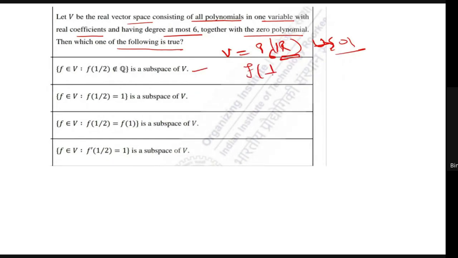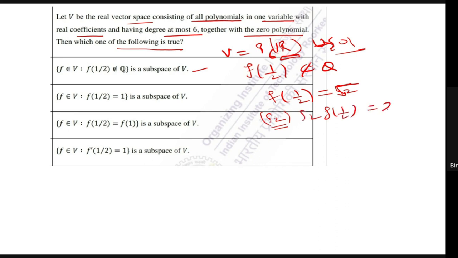The first option is f(1/2) doesn't belong to Q. Suppose f(1/2) equals root 2. Taking root 2 as a scalar, when we multiply f(1/2) by root 2, it becomes 2, which belongs to Q. So the first option is wrong. Similarly, f(1/2) equals 1: whenever there is a constant like this, it will never be a subspace, because on addition it will become another constant and will not stay the same. So this type of option is never a subspace of V. Similarly, this type of option is also not a subspace, so we discard it.